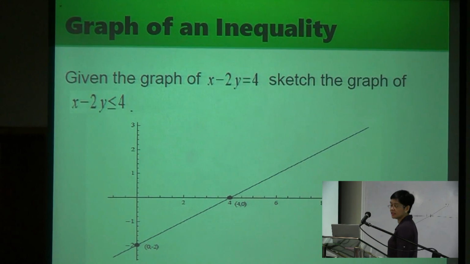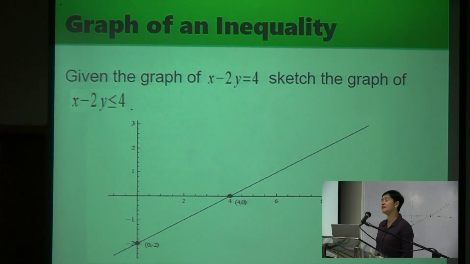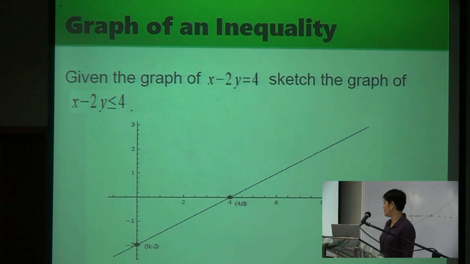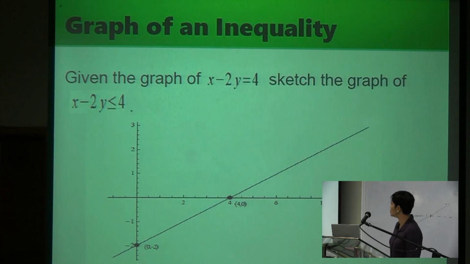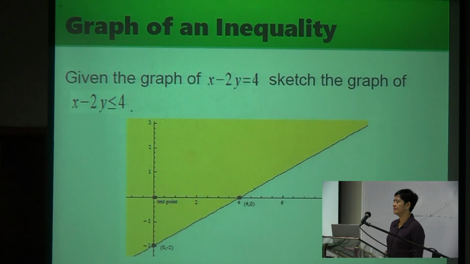As I was saying, I used the test point. And I told them that the easiest point to use is the origin, which is 0, 0. So obviously, if you substitute 0, 0 into the inequality, this is satisfied. So therefore, the region is the region which contains the point 0, 0. That's it. So this is only for the inequality x minus 2y less than or equal to 4.